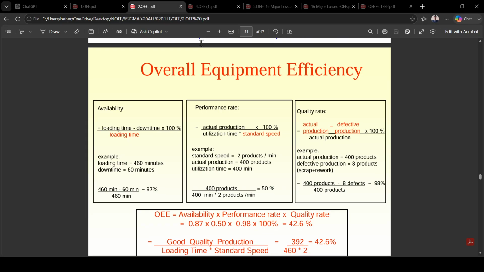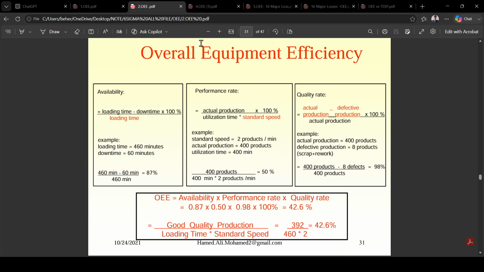So overall equipment effectiveness is like that: availability, performance and quality. These are the overall equipment effectiveness. So we have availability and quality, good quality product, loading time, standard speed. So 52.6 per RAM.